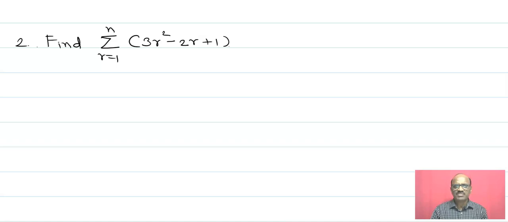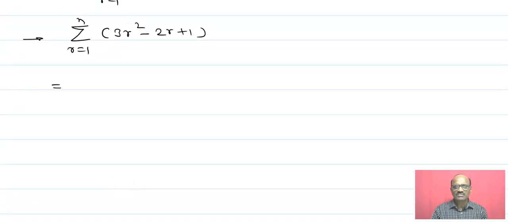Now next is the second. Find summation r equals 1 to n of 3r square minus 2r plus 1, bracket complete, and the summation r equals 1 to n of 3r square minus 2r plus 1.